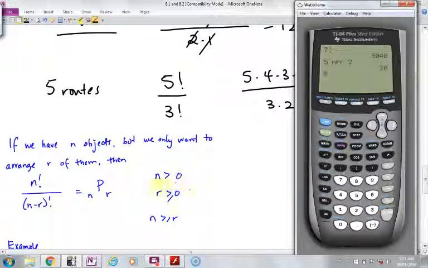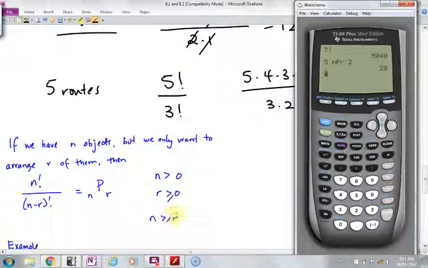R can be 0. So you could pick 0 objects, but it has to be positive. You can't pick negative objects. So if I have 5 students to choose from, I have to choose between 0 and 5 students. I can't choose more than 5 students, and I can't choose negative 2 students. Okay? And then n has to be greater than or equal to r, which tells me that r can't be more than how many objects I have. I can't pick more objects than I have to start with.